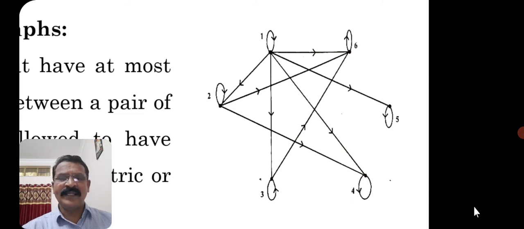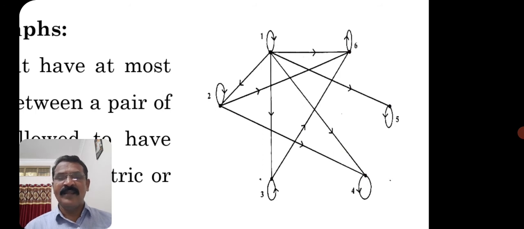So digraphs that have at most one directed edge, that is very important. Between a pair of vertices there must be at most one directed edge and are allowed to have self loops. It implies multiple edges are not allowed in this graph, but self loops are allowed. So don't get confused with the complete graph in case of the undirected graphs. If I say pair, it implies every pair of vertices must be adjacent, so it will be a complete graph. Don't get confused with that idea.